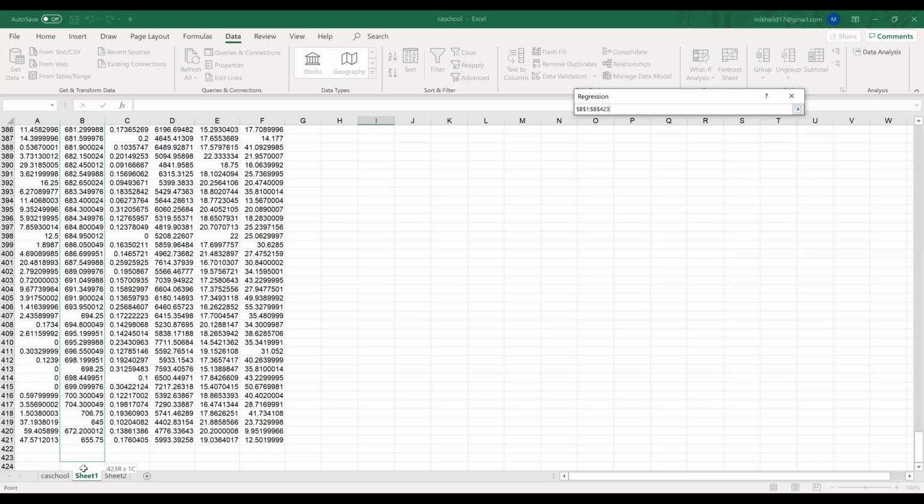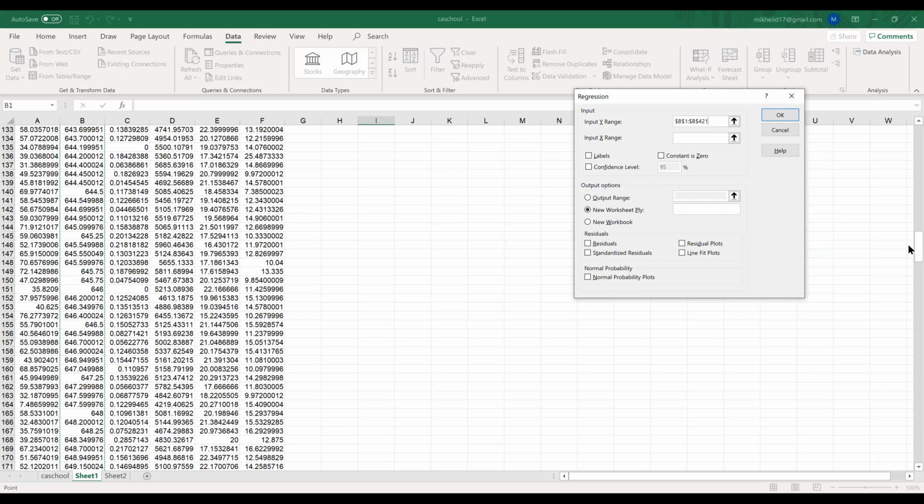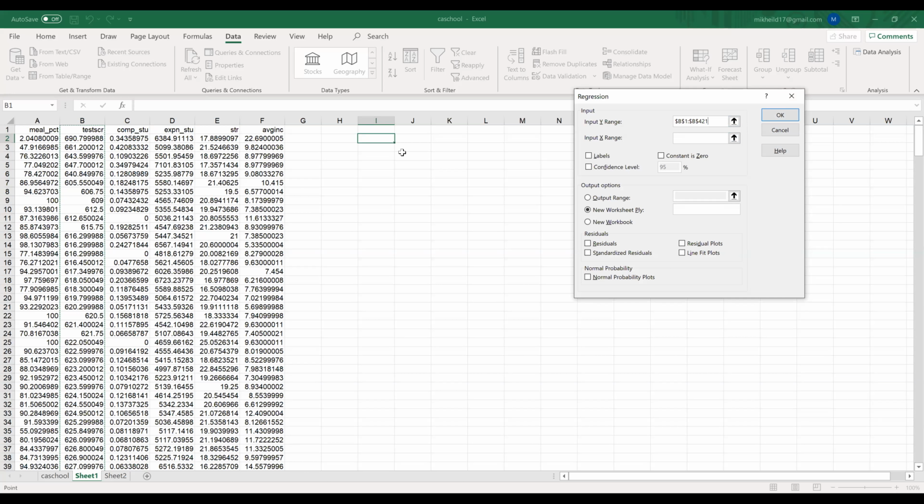I'm sorry, which data analysis tool are you using again? Regression. Professor, which one do you put in the Y range? Test score. Okay, that's B1 to B421, which is the second column.